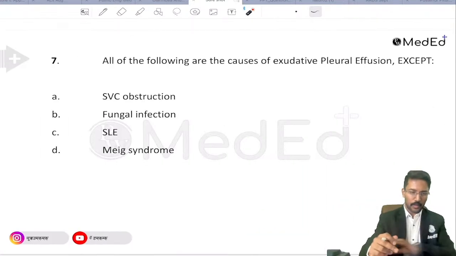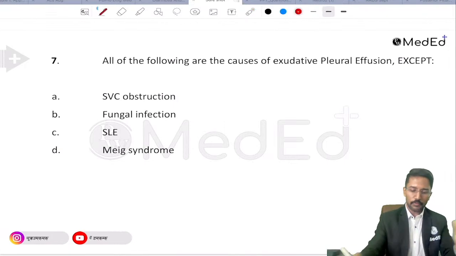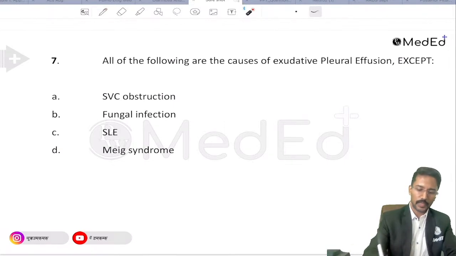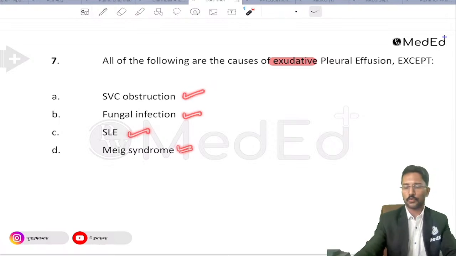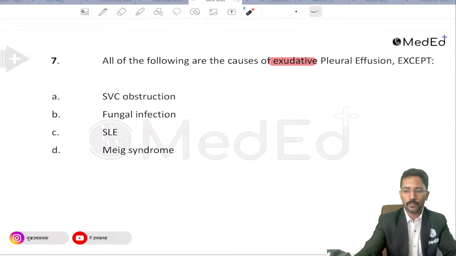Okay. Now coming to the next question. All of the following are causes for exudative pleural effusion except. They are asking which of these is not a cause for exudative pleural effusion. Options are superior vena cava obstruction, fungal infection, SLE and Meigs syndrome. Which of these is not a cause for exudative pleural effusion?